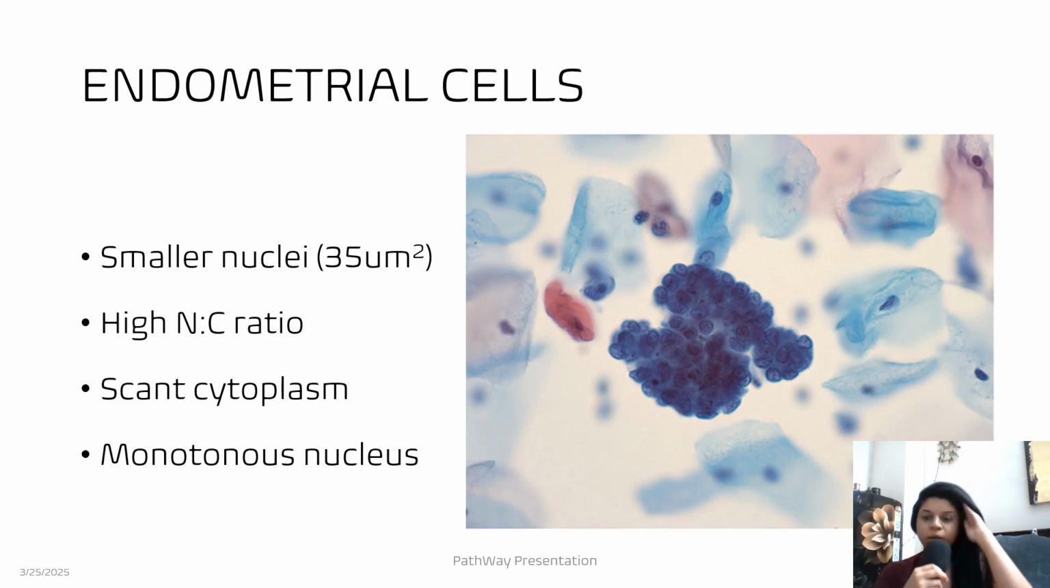So coming to the endometrial cell, how does an endometrial cell look? They have smaller nuclei, that is 35 micrometer square, almost the intermediate cell nuclei, which you have to compare with. Endometrial cells have a nucleus which is almost the same as the intermediate cell nuclei. Obviously, they have a high NC ratio and scant cytoplasm, as you can see, and they have monotonous nuclei. Monotonous nuclei means almost monomorphic also, so that you don't think there is any atypia in the endometrial cells.